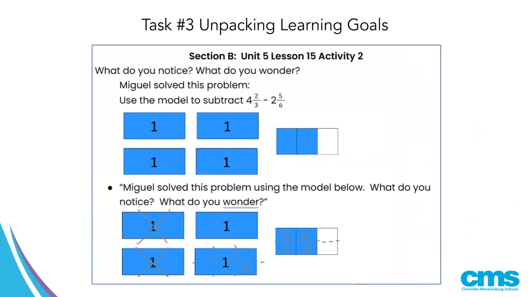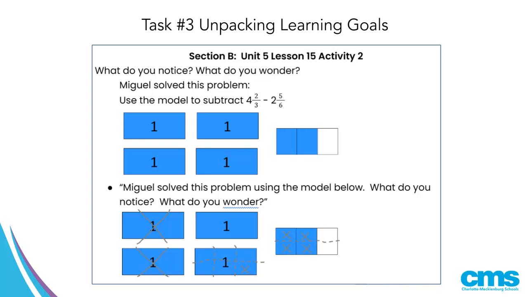Our next task comes from Section B and requires reasoning about another student's work. Students should notice that Miguel was able to remove the 2 wholes, but it was a little trickier to remove the 5/6. This required first changing the thirds to sixths by partitioning, showing that 4/6 could be removed. But since Miguel needed to remove 5/6, he had to decompose a whole into 6/6 and then remove 1 more sixth. So he was left with 1 whole and 5/6.